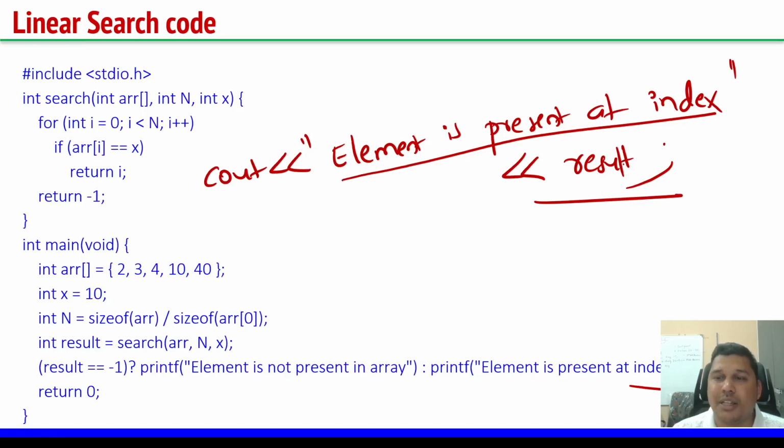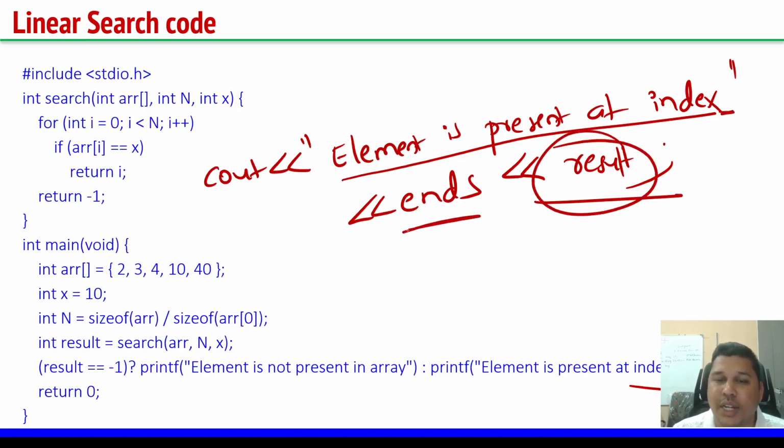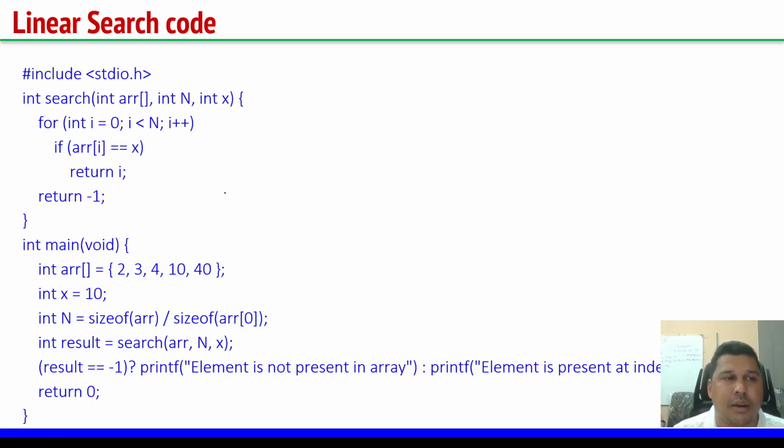So these two will come side by side. You can even use endl to give some space between index and the result value. It will insert a null character, so you will get the answer very clearly. Okay, so this is a very simple searching technique, linear search.